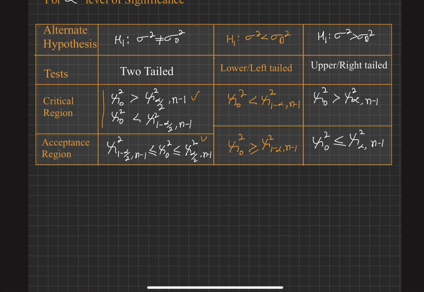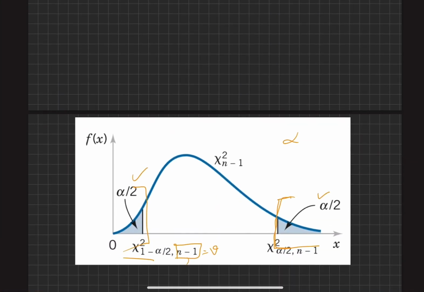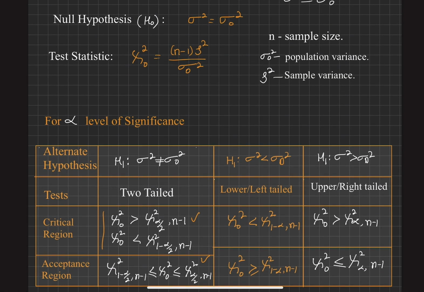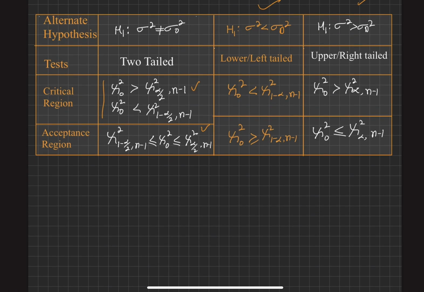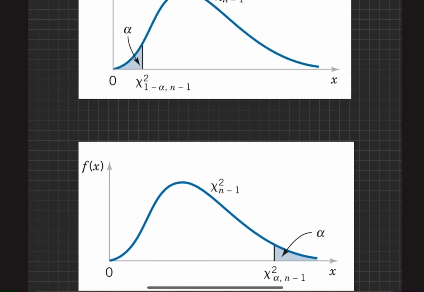The region between the critical regions, we call it as the acceptance region. That is, this white shaded region is the acceptance region. This light blue color shaded region is the rejection region. Similarly, in the remaining two cases, the first case is sigma square less than sigma naught square. We call that a lower or left tail test, and the second case is sigma square greater than sigma naught square. We call it upper tail test.